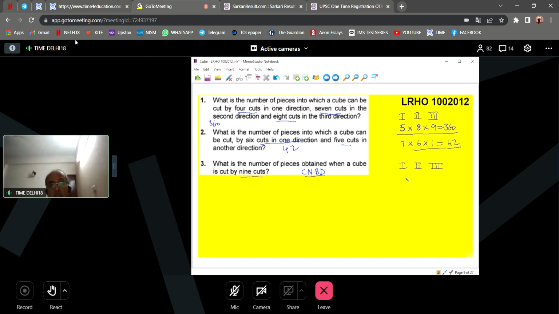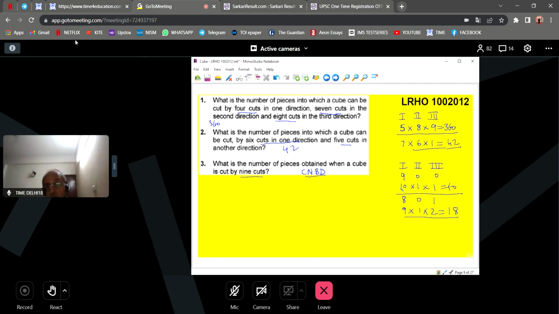I don't know. Can I apply all of them in the first direction? Yes. 0 in the second, 0 in the third. How many pieces do I get? 10 ones are 10. Now, can I apply these 9 cuts as 8 in the first and 1 in the last and 0 in the middle one? कितने pieces आ रहे हैं? 9. कितने pieces आ रहे हैं? 1. How many pieces am I getting here? 2. Total how many pieces am I getting? 18.